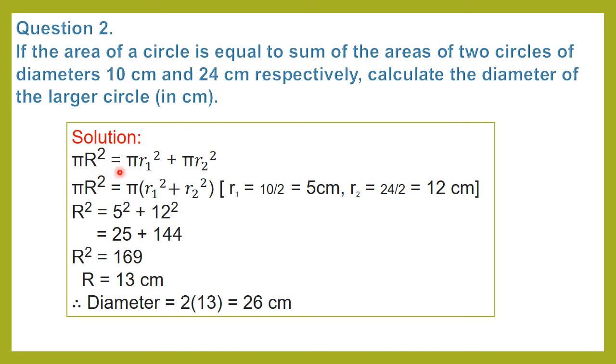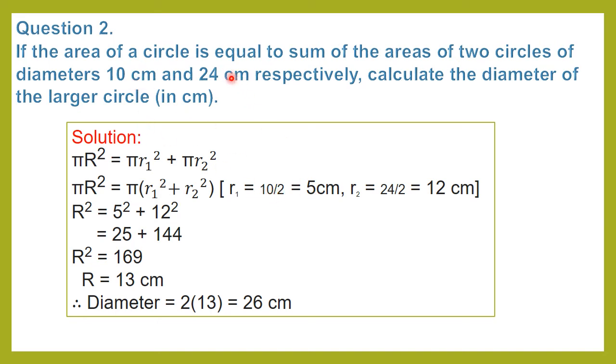So according to the question, let capital R be the radius of this larger circle and R1 and R2 be the radii of the two smaller circles. So the area of the larger circle, that is pi capital R square, is equal to the sum of the areas of the two smaller circles whose radii are R1 and R2 respectively. Now we just have to substitute the values. First of all we can take pi as common and then pi and pi will cancel out. What is left with us? R1 square plus R2 square. So as you know, the diameter of the first circle is 10, so the radius is 5.